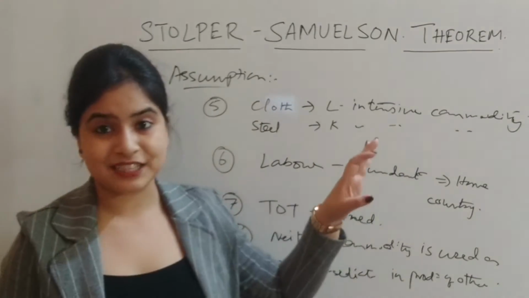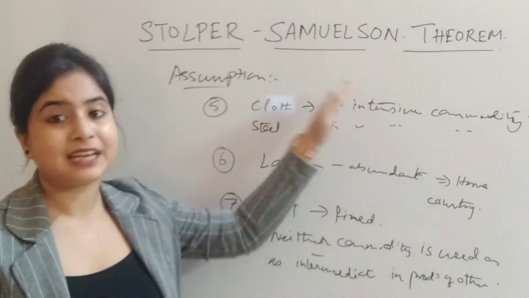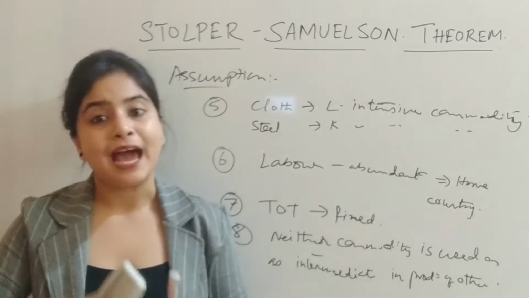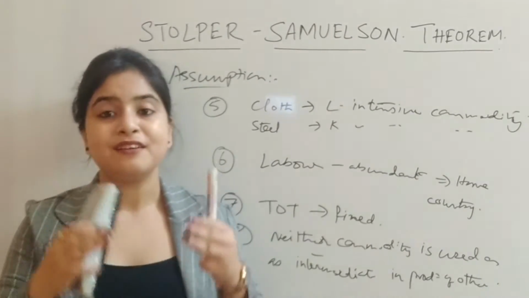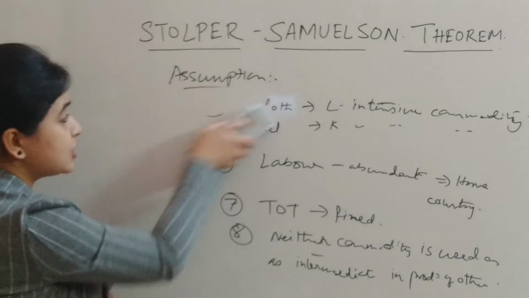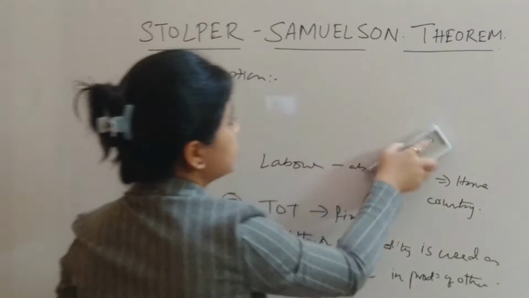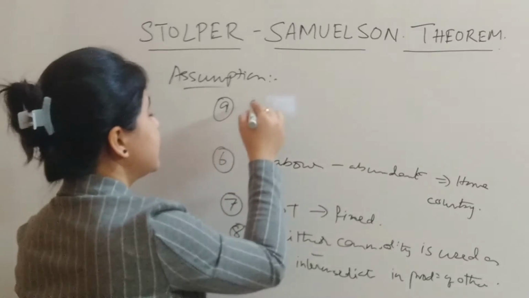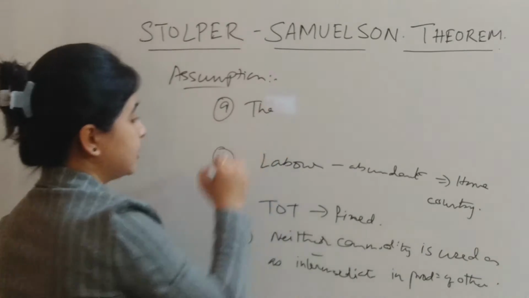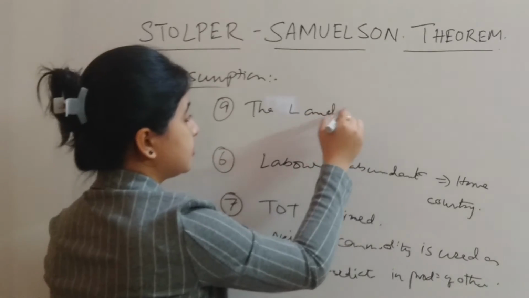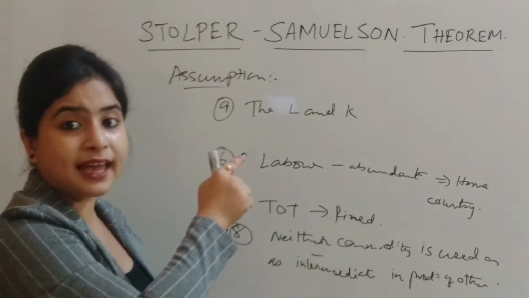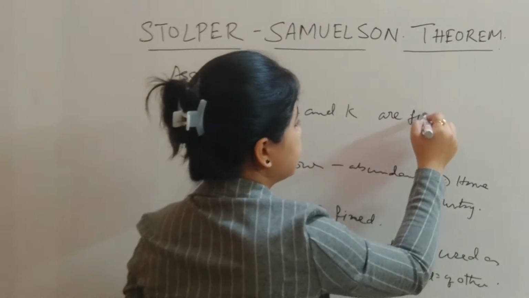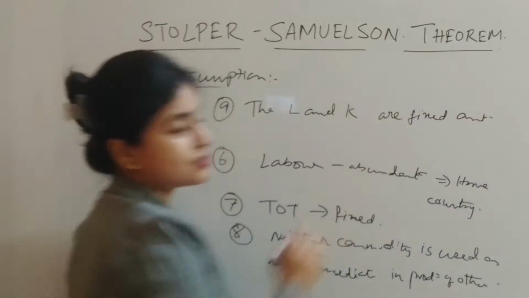Okay, next the assumption talks about the factors of production, that is the labor and capital, right? The next assumption talks about the labor and capital being given in a fixed amount. They cannot be increased or decreased, that means they cannot be changed over time. So the ninth assumption talks about the labor and capital, I am representing labor with L and capital with K. So here the labor and capital are given in fixed amounts.